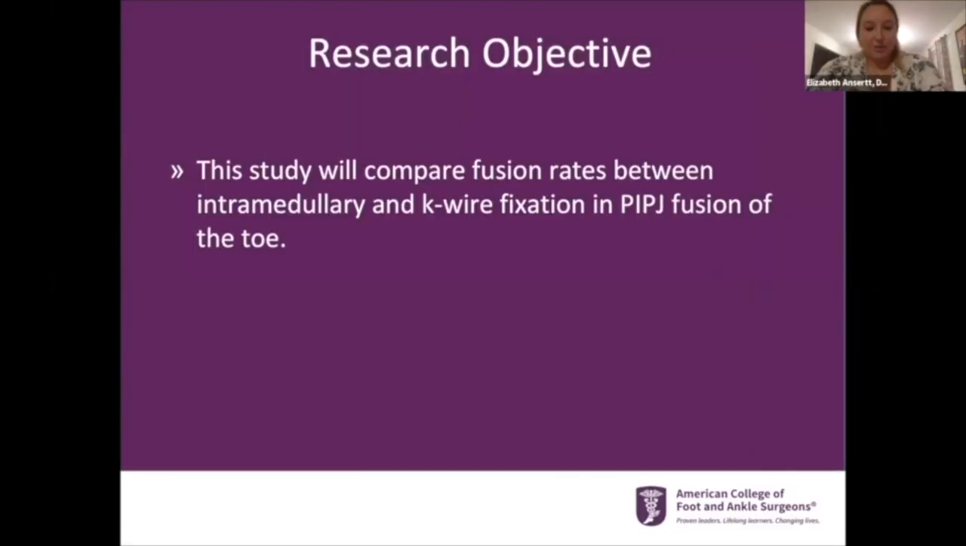So for our example, our objective is that this study will compare the fusion rates between IM and K-wire fixation at the IP joint of the toe. This is developed as a two-sided hypothesis so that we can see if there's any significant difference, which allows for a more comprehensive study to include all of the possible outcomes.